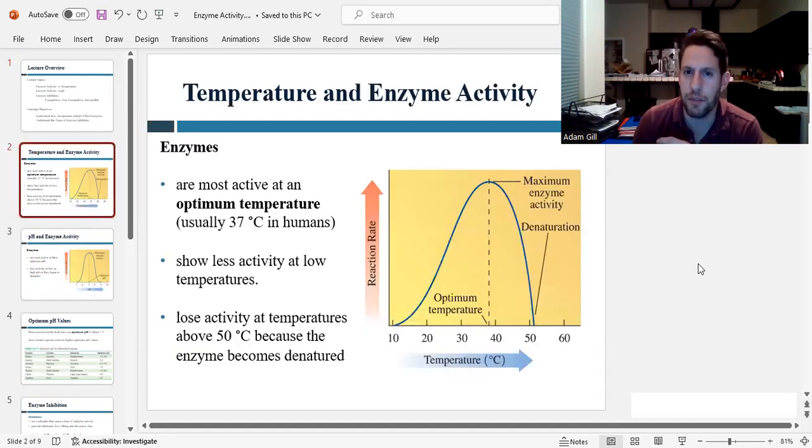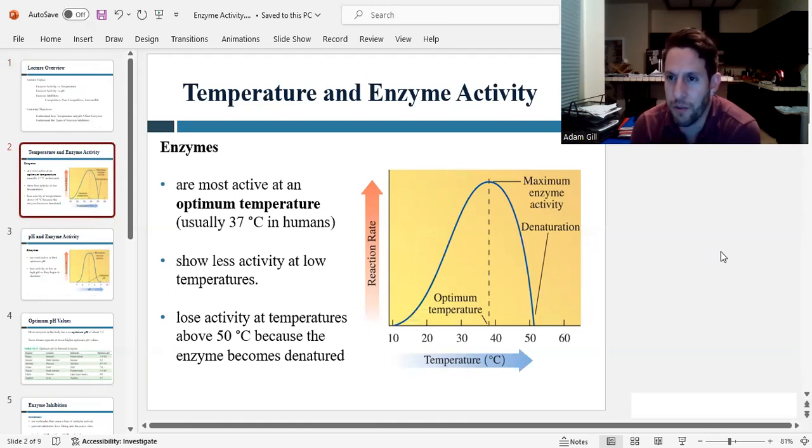So first, let's look at temperature and enzyme activity. Enzymes have an optimum temperature which they prefer. This varies from organism to organism, depending on the body temperature of that organism. Humans have a body temperature of 37 degrees Celsius, and so all the enzymes in our body have evolved to operate best at 37 degrees Celsius.